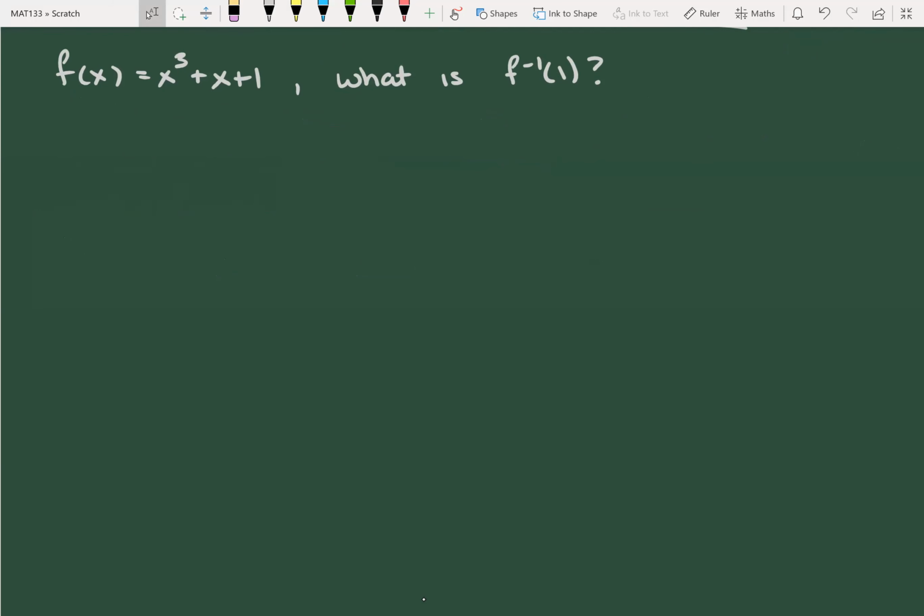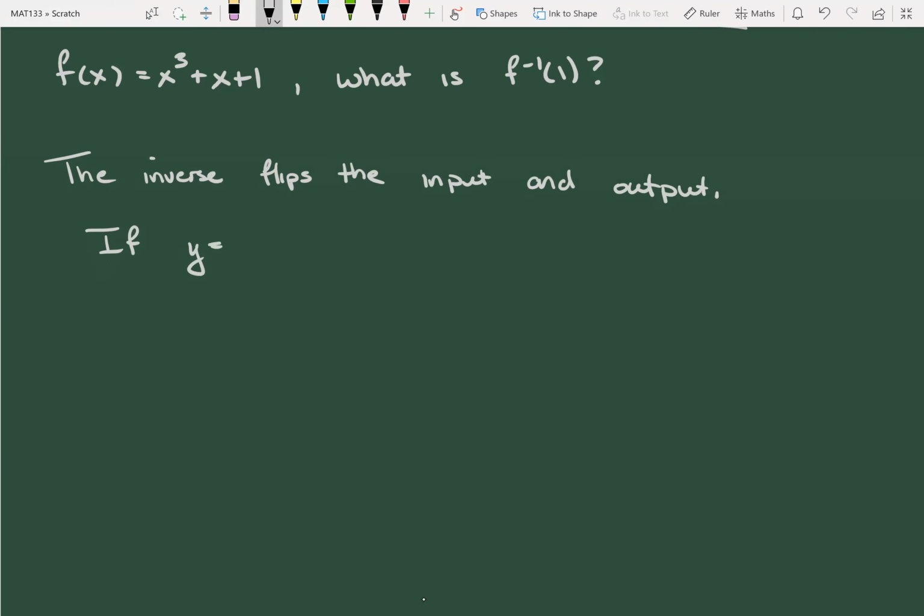What I'm saying is, if I plug in the number 7 into this function and it outputs the number 10, the inverse takes in the number 10 and outputs the number 7, okay? It flips the input and the output. So if y is equal to f of x, then f inverse of y is equal to x, okay? If you give me the output and plug that into the inverse function, it produces the input for you. So what we want is f inverse of 1, right?